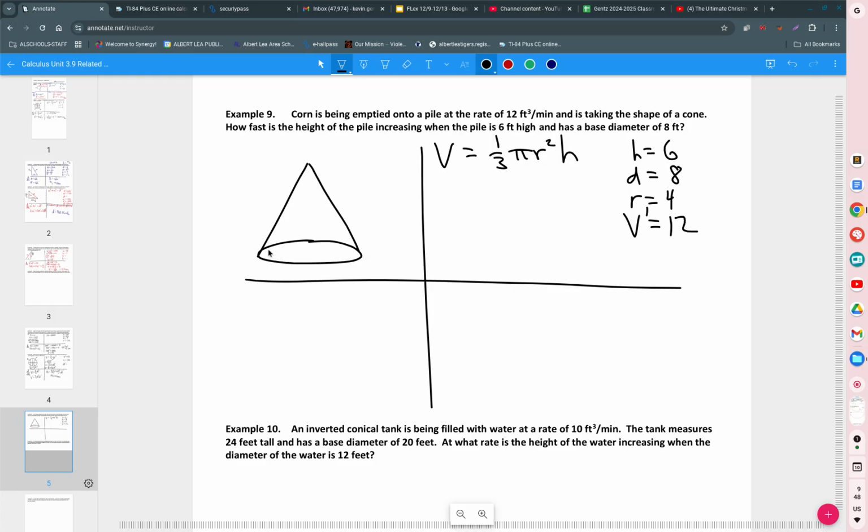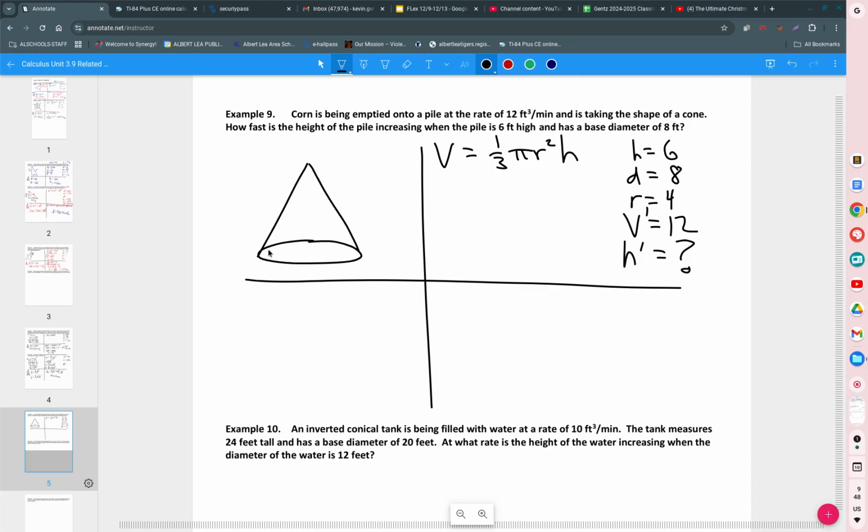What does that mean? It's volume. Corn is being emptied in a pile at a rate of 12 cubic feet per minute, so we get a volume measurement there. Okay, what are we looking to find? The h prime. At what rate is the height increasing? Right. Okay.